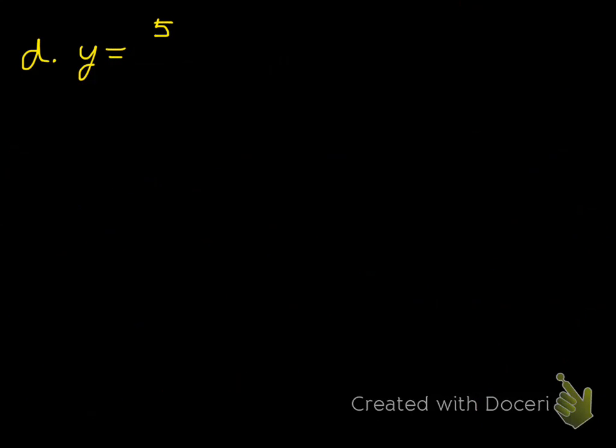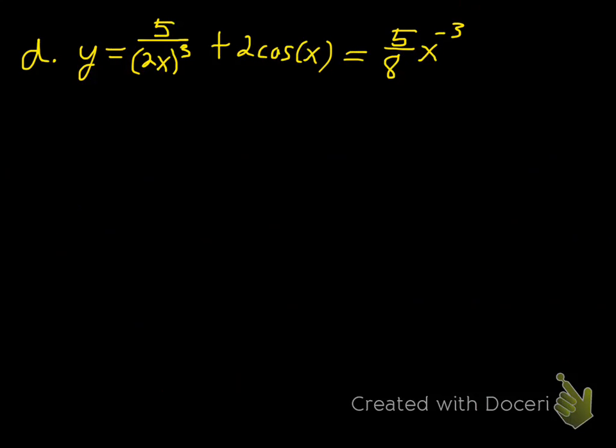Okay. Another example we looked at is y equals 5 over (2x) cubed plus cosine. And what we did first, just to make it a little bit more friendly, is I went ahead and cubed the 2, so 2 cubed is 8. And then we had x cubed in the denominator. We can use our exponent rule and rewrite x cubed in the denominator as just x to the minus 3, plus the 2 cosine x. So when we take the derivative here, it's going to be 5/8.